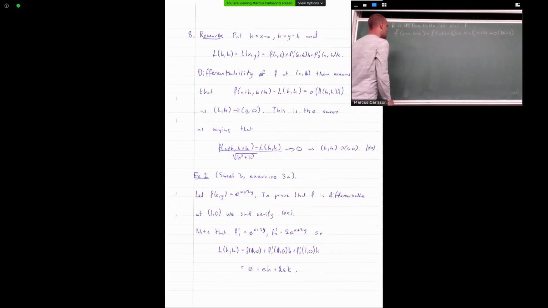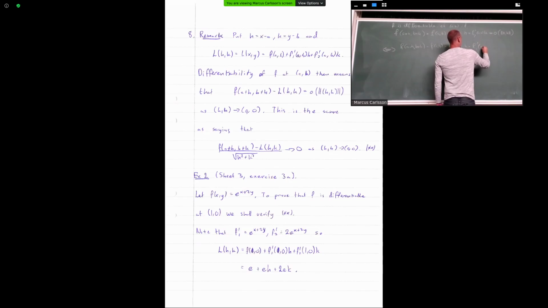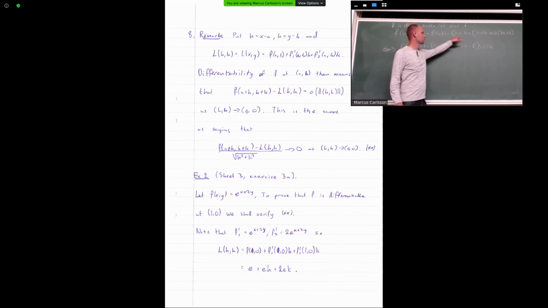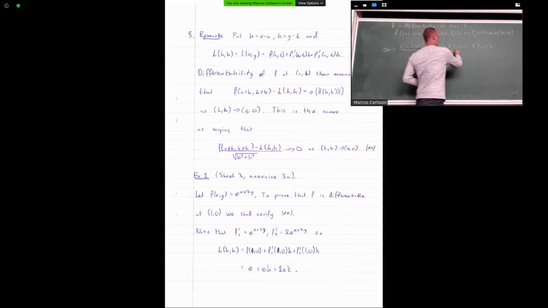Yeah? So in other terms, f(a+h, b+k) - f(a,b) - fx'(a,b)·h - fy'(a,b)·k. This is the left-hand side minus the right-hand side, except for the error term. And what do I want to know about this? I want to know that, okay, so that's what I said.